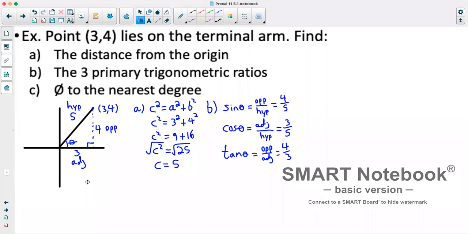Now, part C: we can use any one of these trig functions to get our actual angle. For example, I can take sine of my angle is equal to 4 over 5, and rearrange that to get my angle. So my angle is equal to sine inverse of 4 over 5. And that gives me an angle of 53 degrees.